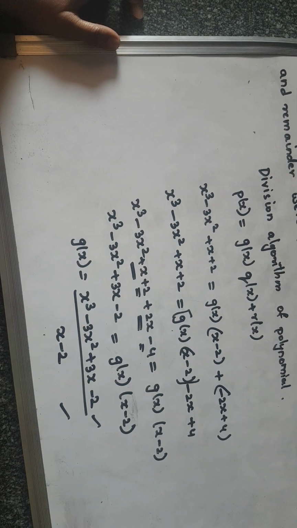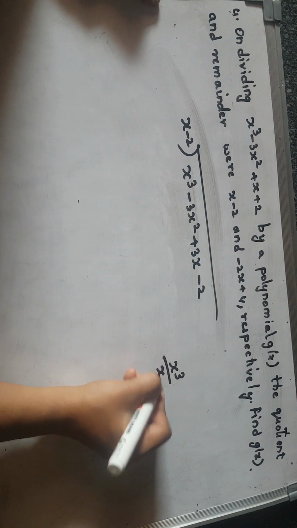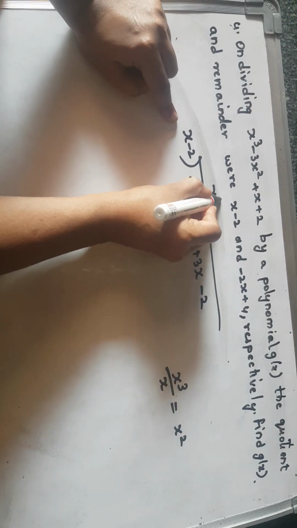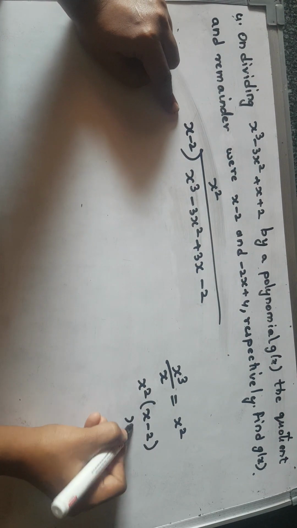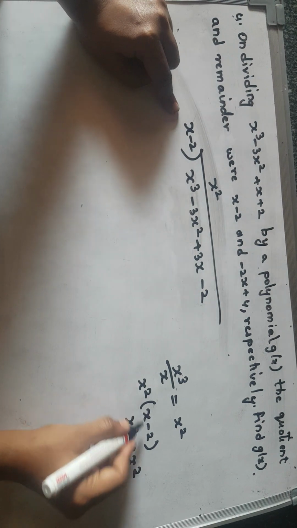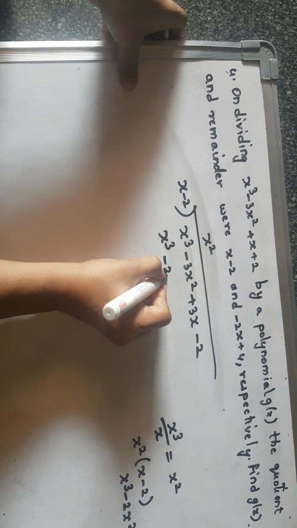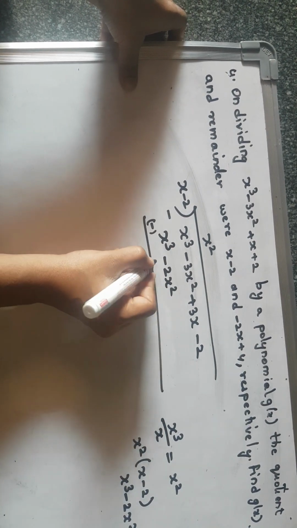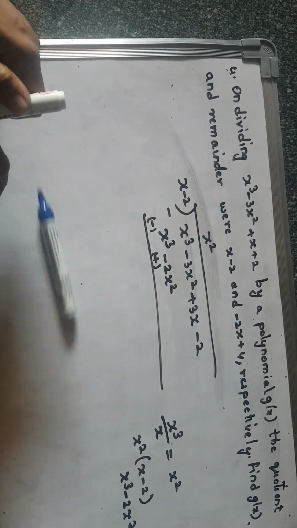Now let us continue the division. Divide x cube by the first term x, so the value becomes x square. Write here x square. Now multiply x square with x minus 2: x cube minus 2x square. Now subtract this, minus into minus plus. The x cube cancels out.